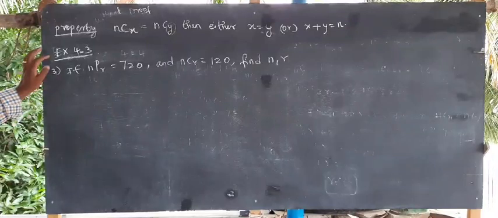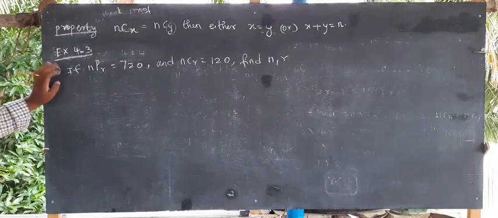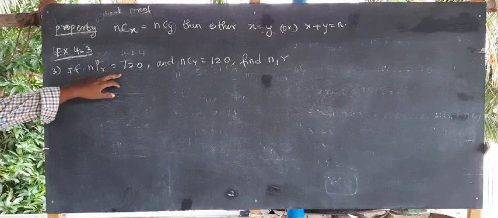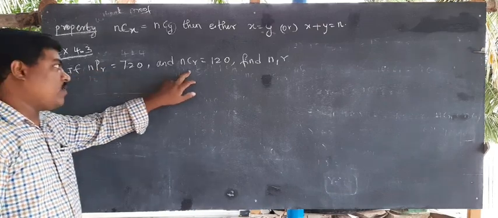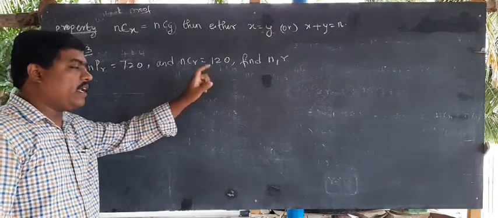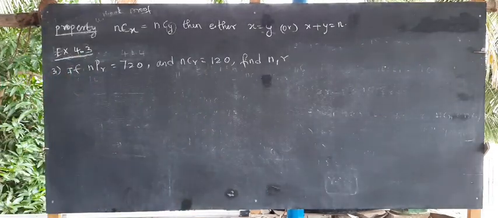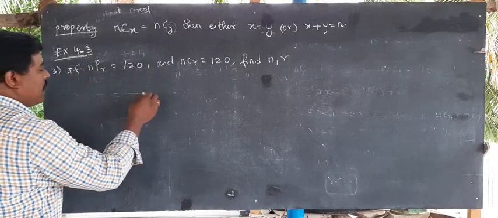Right. Exercise 4.3, sum number 3. If nPr equals 720 and nCr equals 120, we need to find n comma r. We need to find n and r. So, what are the nPr formulas?